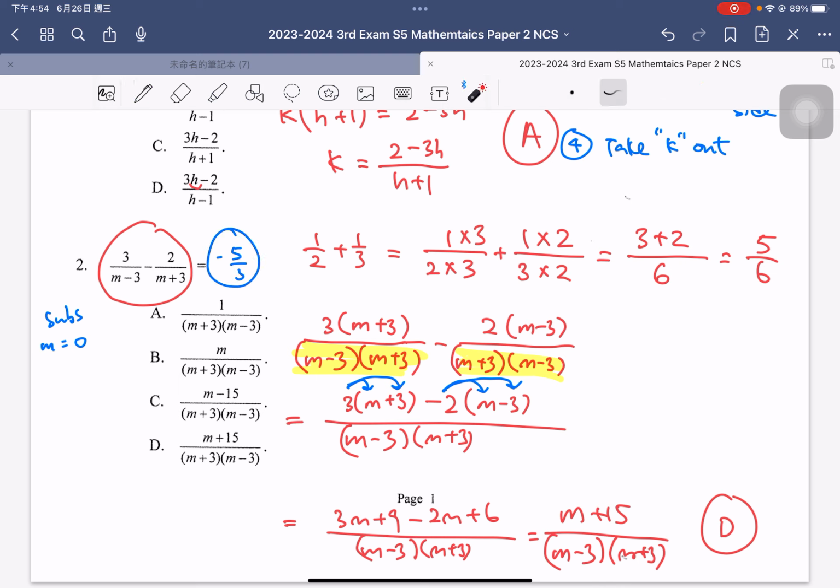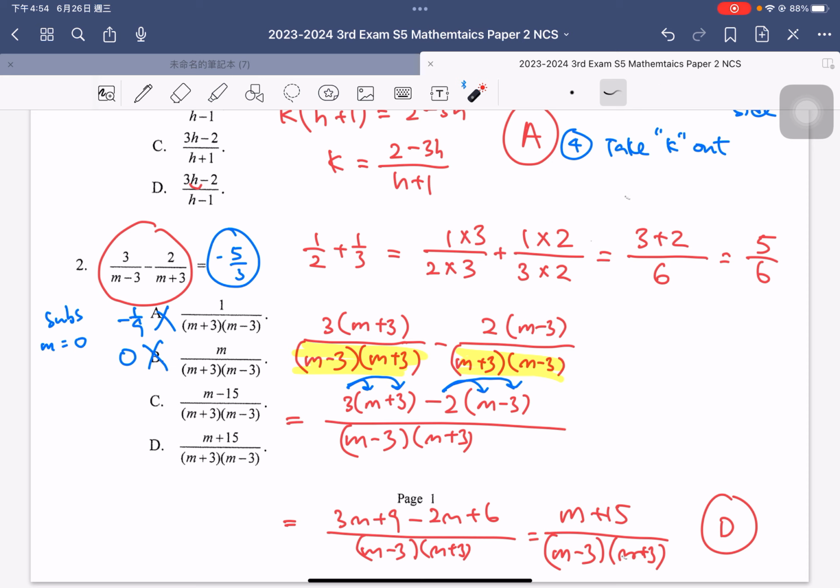And then after that, we substitute m into all of these choices to see which one is exactly the same as negative 5 over 3. So for the first one, if you substitute 0, you actually get negative 1 over 9, which is wrong. And then do a similar thing for this one. When you substitute 0 for this m, you get 0 divided by something, which is 0, which is wrong as well. We are finding something that is exactly negative 5 over 3.